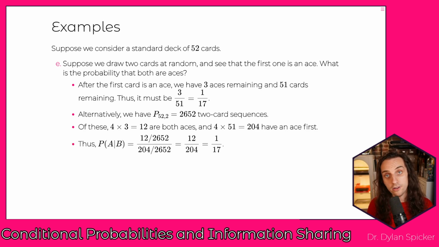Okay, and so then we can take 12 out of our total, divided by 204 out of our total, which is 12 over 204, which is 1 in 17. So we get the same answer, whether we do it sort of through intuition or by directly calculating it.